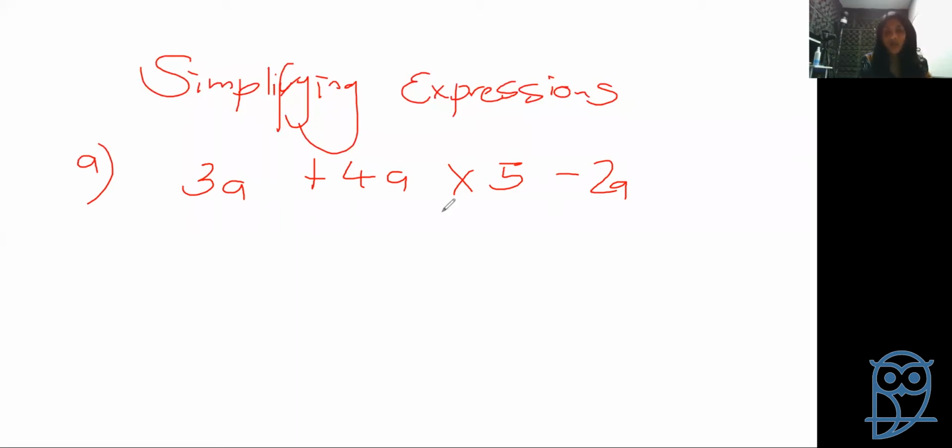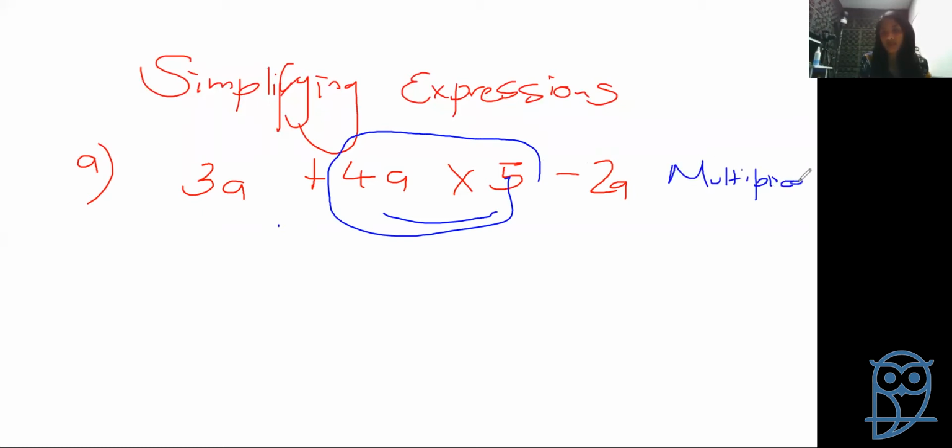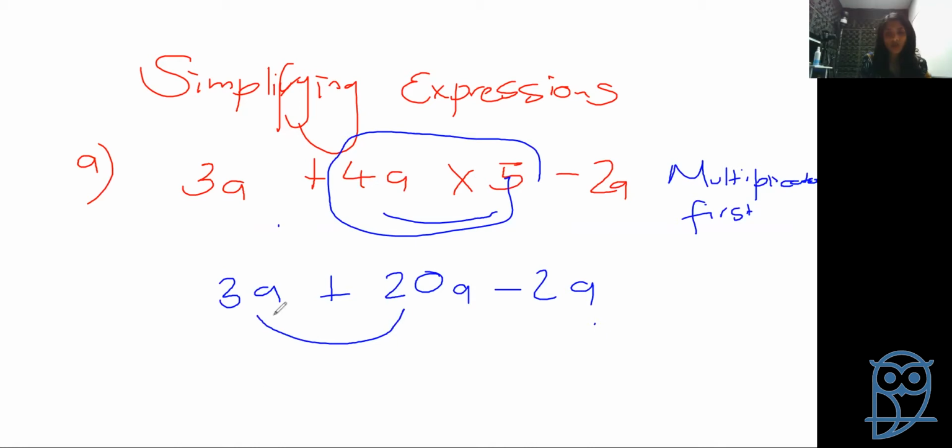I will first start with the multiplication, because we've established that multiplication must be done before addition and before subtraction. So we multiply 4a times 5, which gives us 20a. Then we've got 3a plus 20a minus 2a. Before we do the subtraction, we do the addition. 3a plus 20a will give us 23a. And then we finally minus 2a, and our answer is 21a.